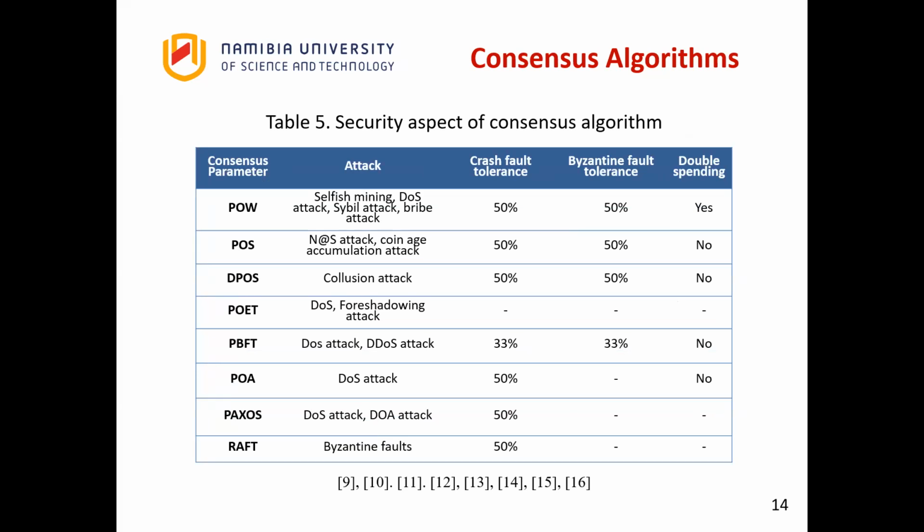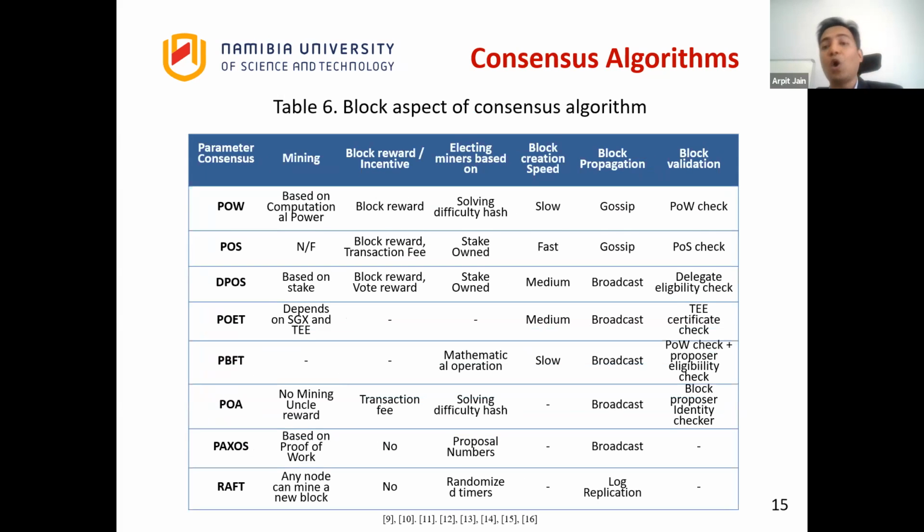All right, security aspects. In this, we have identified the attacks, crash fault tolerance, Byzantine fault tolerance, and the double spending problem. In table number 6, we have the block aspect, because when you are dealing with blockchain, there are many aspects like mining of the blocks, rewards of the blocks, electing the miners, block creation speed, block propagation, and block validation. All those aspects are analyzed properly, and comparative charts added.